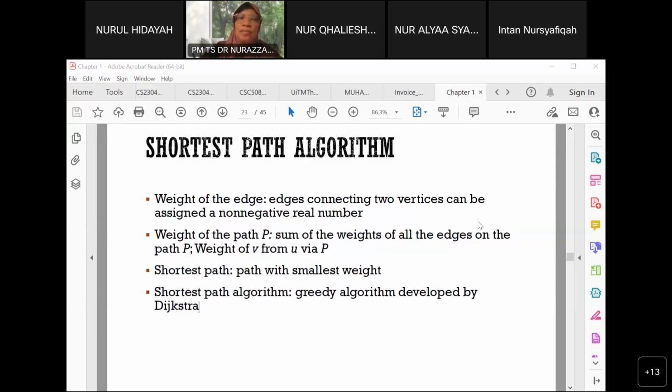Boleh dengar ya? Ya, doktor. Okey, dengar kuat ke dengar perlahan? Kuat, nyata dan jelas. Alhamdulillah. Okay.